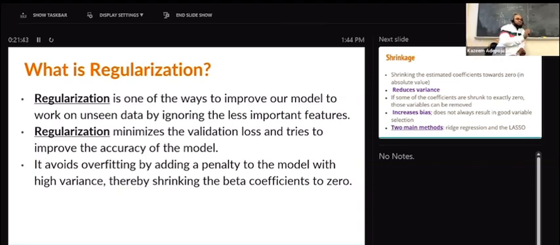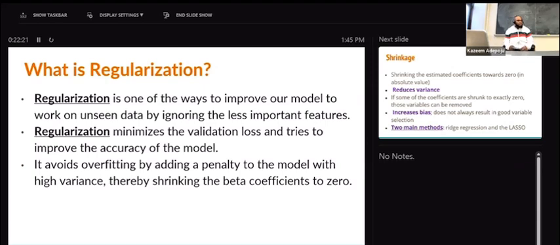But let me tell you this, we can never have our cake and eat it. If you basically want that to happen, then you should look for a way to ignore the less important features. So regularization minimizes the validation loss. And when you minimize the validation loss, you are making an attempt to improve the accuracy of your model. How does regularization do that? We need to regularize to avoid overfitting.